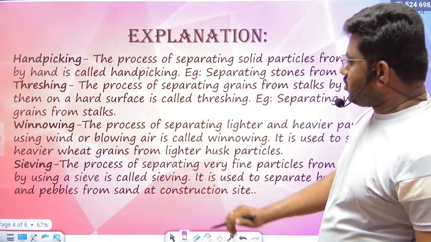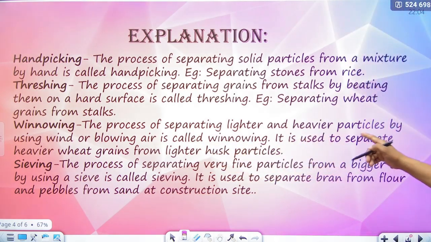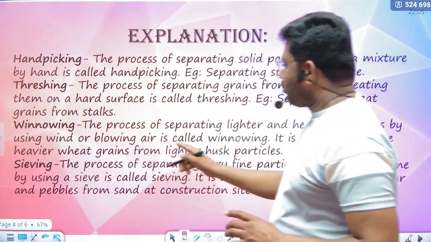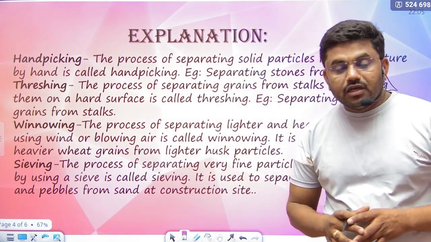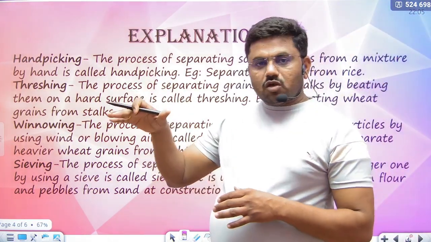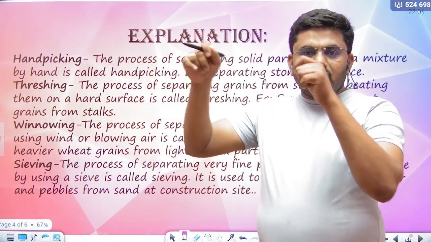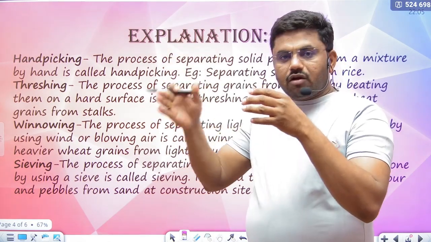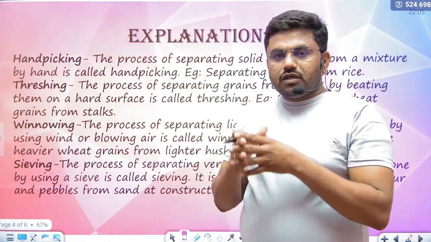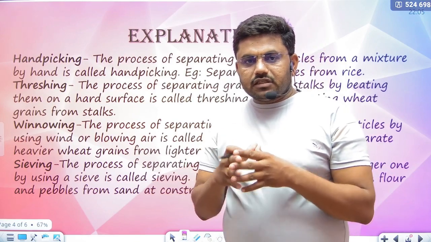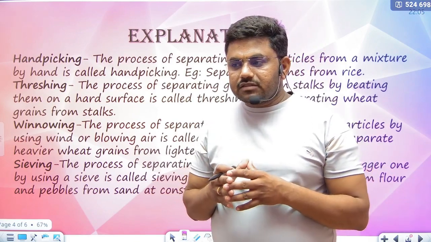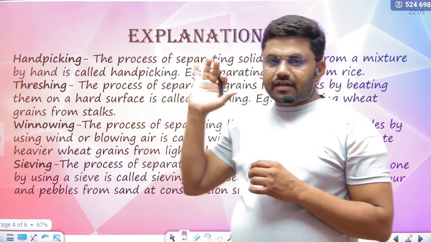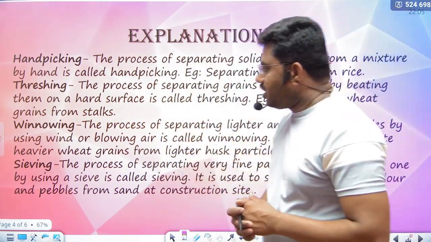Winnowing means what? The process of separating lighter and heavier particles by using the wind or blowing air is called winnowing. The farmer stands on a higher place and moves like this, and in the flow of the air, the lighter substances, the husk for example, get separated from the grains. That process is known as winnowing.